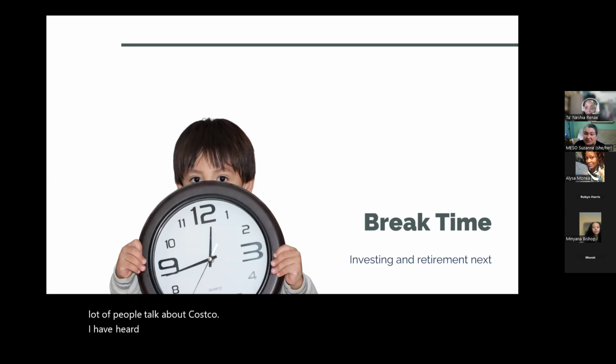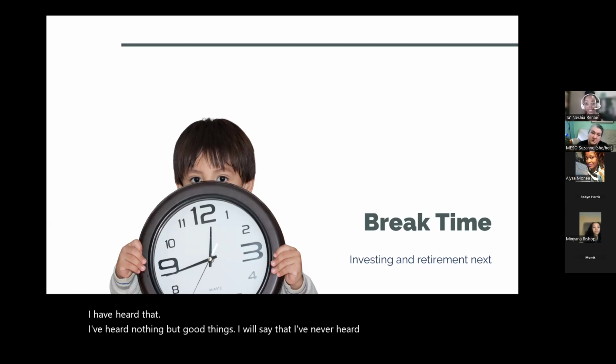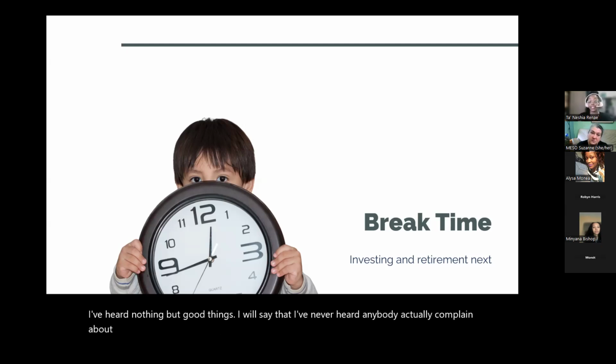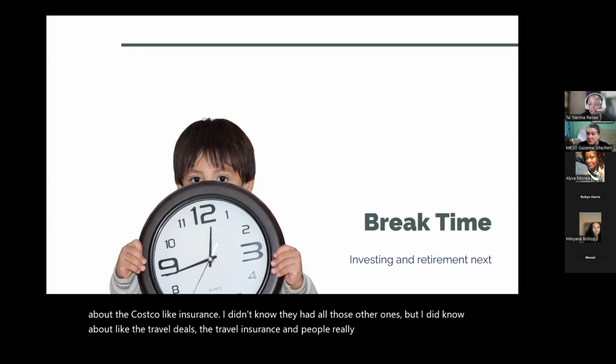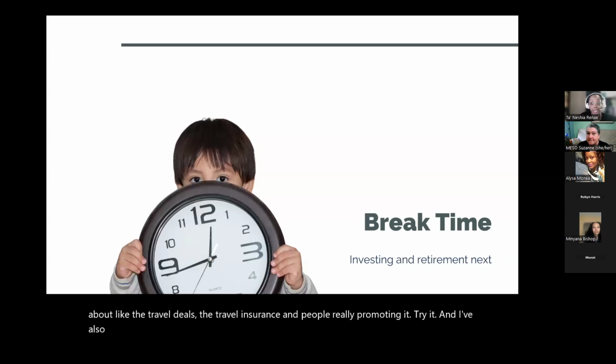I have heard so many things. They have auto insurance, disability insurance, health insurance. Wow. But I was just kind of curious because I've never gone through it. I've heard nothing but good things. I've never heard anybody actually complain about the Costco insurance. I didn't know they had all those other ones, but I did know about the travel deals and the travel insurance, and people really promoting it. Try it. I've also heard AAA is pretty good too. I heard they have a lot of other perks that come along with it, but I've not had them.